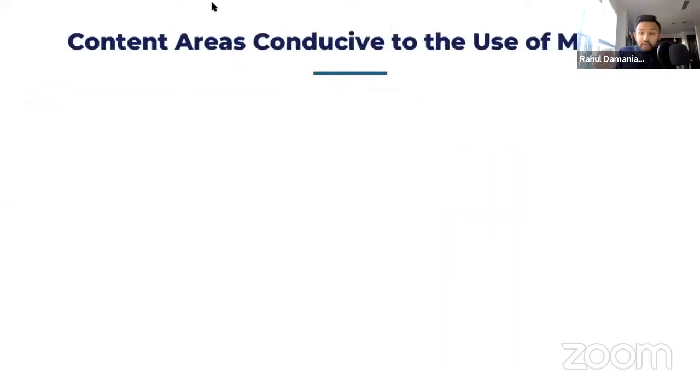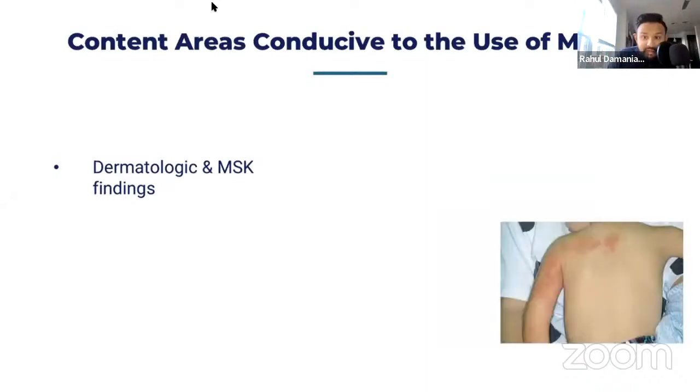Now, which questions on the USMLE are going to be tested heavily when it comes to media? Well, you are going to get a lot of your derm and MSK finding questions straight up using media. So maybe they give you a rash, or maybe they are going to give you some sort of physical exam or musculoskeletal finding like a fracture or a radiograph.